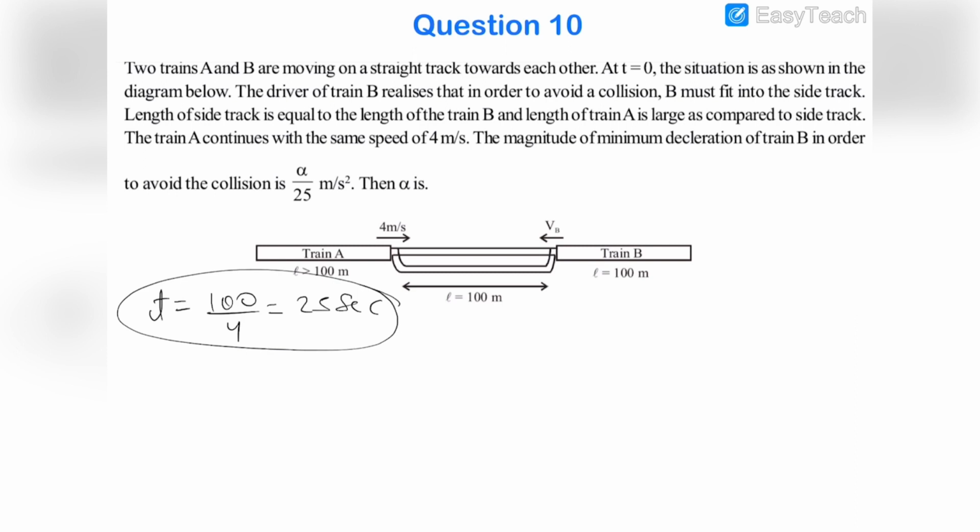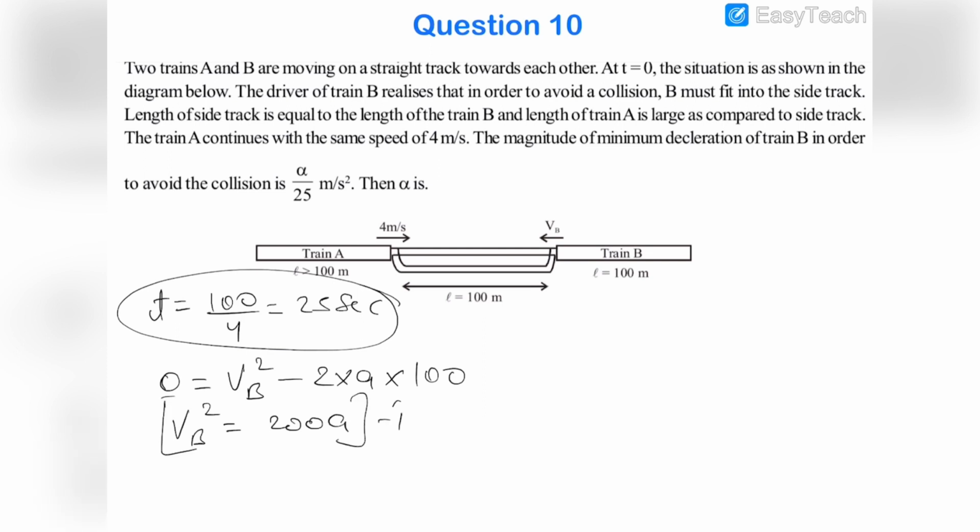So let us assume that the final speed of the train B is 0. So v squared is equal to u squared plus 2as. So 0 is equal to VB squared, and VB is not mentioned in the question. Nevertheless, we can find out the VB. So VB squared minus 2 into a, which is retardation, into s, which is 100. So VB squared is equal to 200a. This is the first equation.